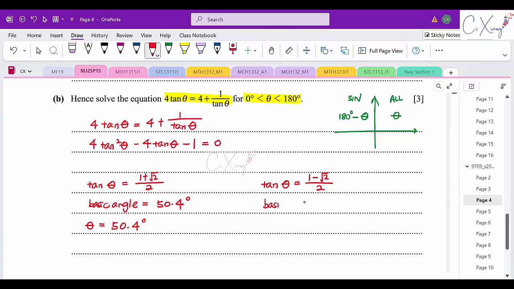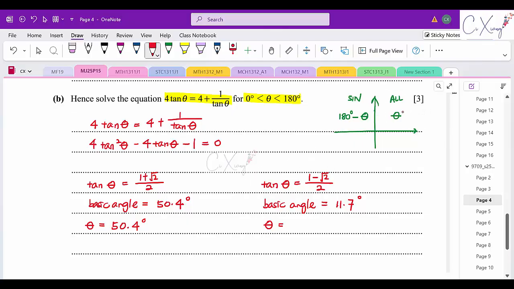Try to figure out the basic angle first. If you try to press the calculator, this value is a negative value. Please ignore the negative value and just press tangent inverse of the positive answer for this one. By right, you'll get your basic angle equals to 11.7. Okay, after you get the basic angle again, try to figure out the theta. Tangent of this value, if you press the calculator, it is a negative value. So that means I want to accept the answer from the quadrant where tangent is negative.